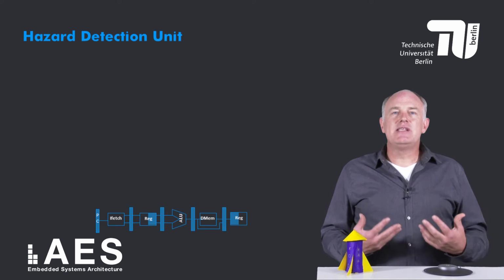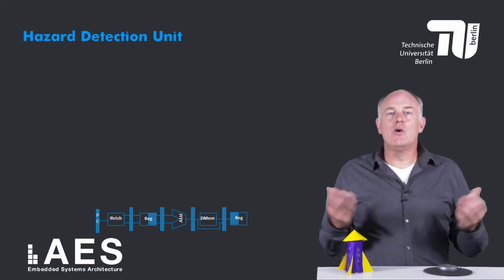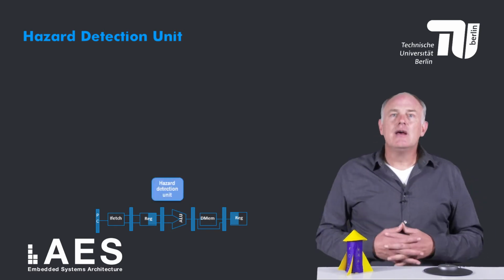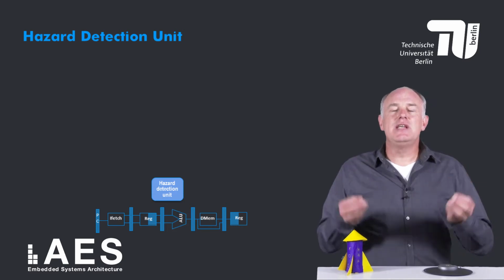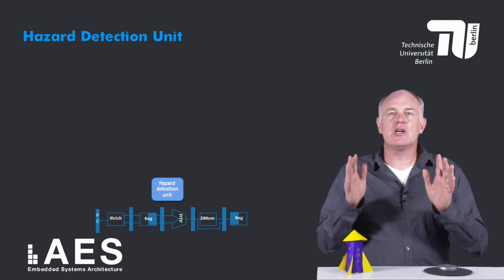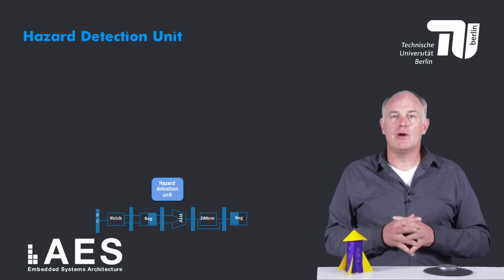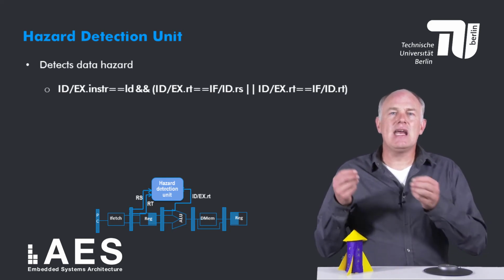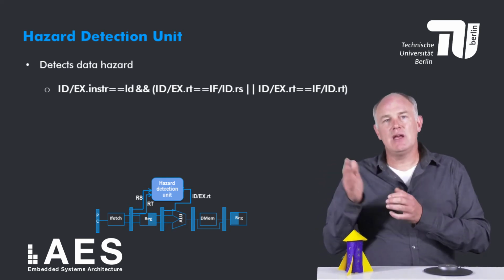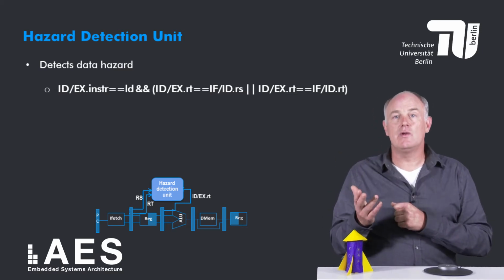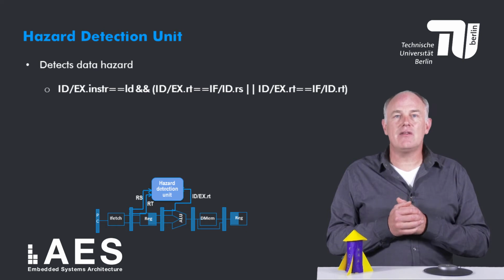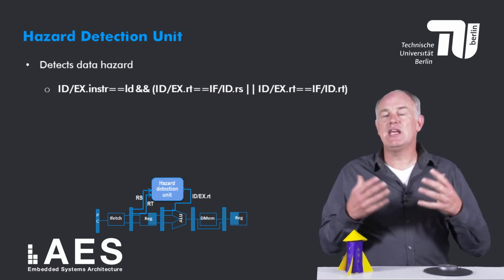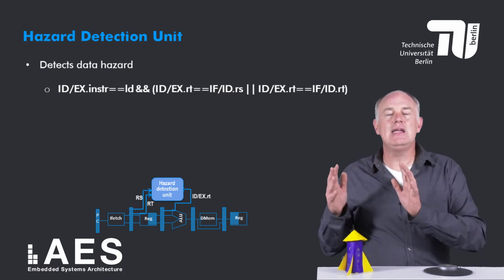Let me now sketch the implementation of the hazard detection unit that detects the load use data hazard and stalls the pipeline. The hazard detection unit performs its function in the instruction decode stage, since it may have to stall the instruction currently in that stage as well as the one before. First, it detects the hazard. It does so by checking if the instruction currently in the execute stage, the IDEX pipeline register, is a load, and its destination register given by the instruction field RT is equal to one of the source registers of the instruction currently in the IFID pipeline register.